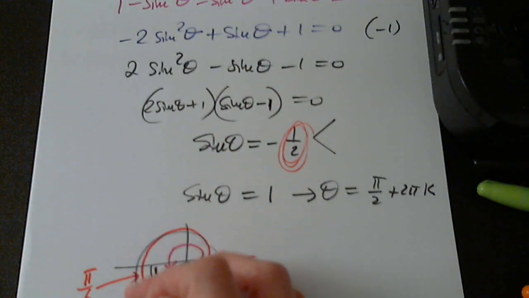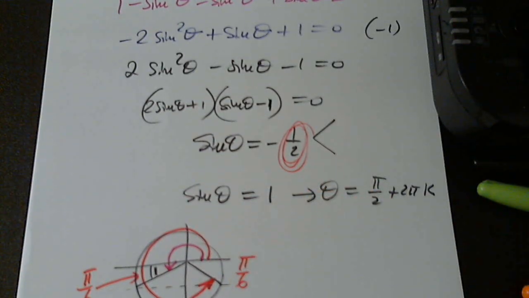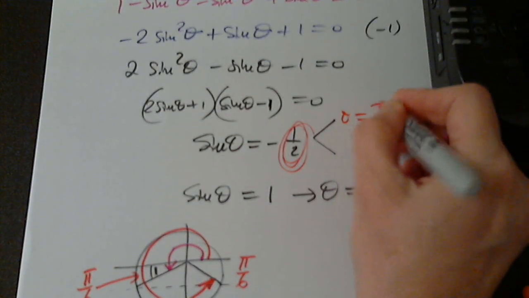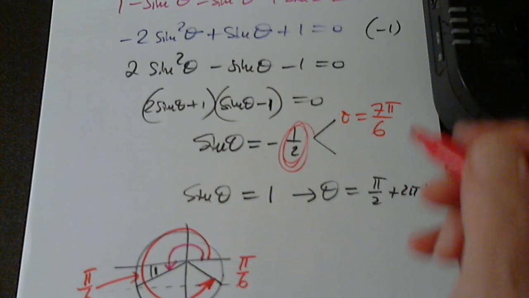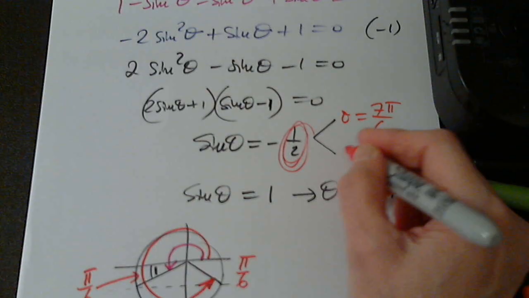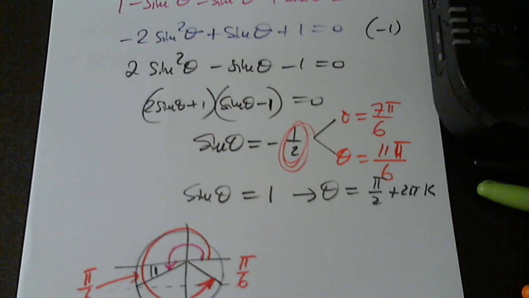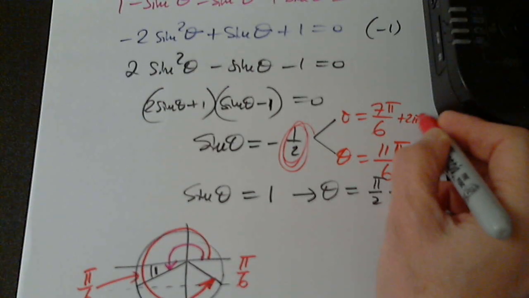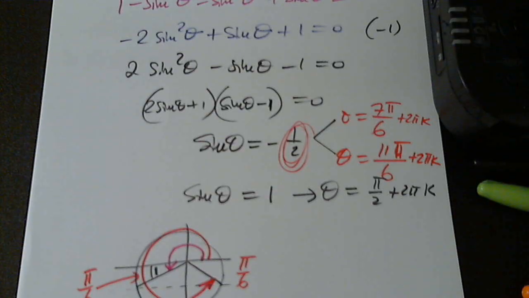So one answer is pi plus pi over 6. The other answer is 2 pi minus pi over 6. So pi plus pi over 6 is 7 pi over 6, and 2 pi minus pi over 6 is 11 pi over 6. In both cases, plus 2 pi k, if we are asked for all solutions. If we are asked for all solutions, we have to write plus 2 pi k.